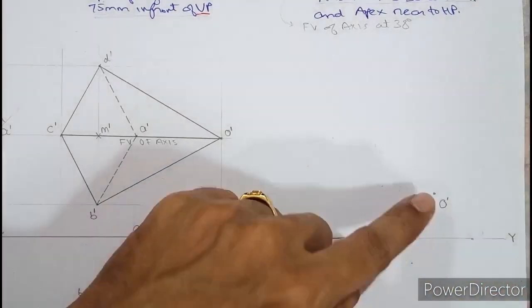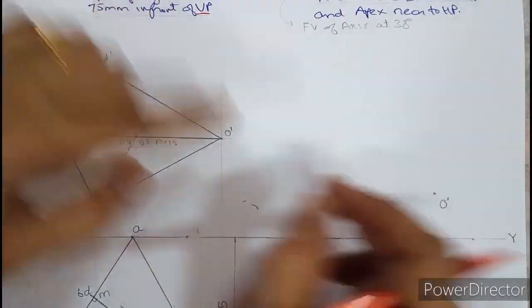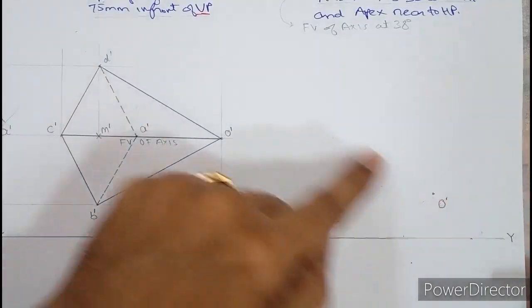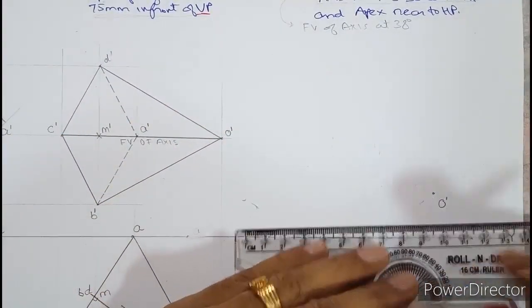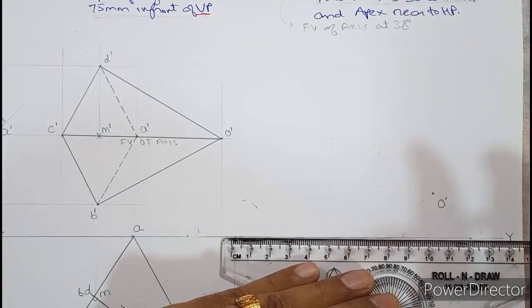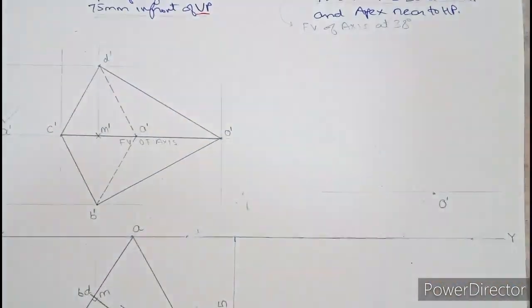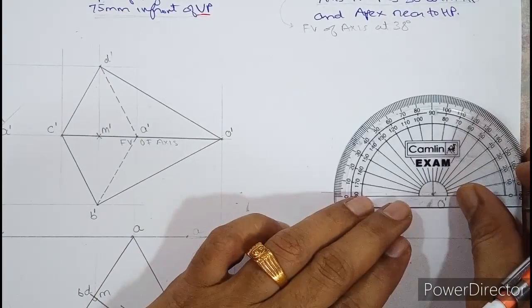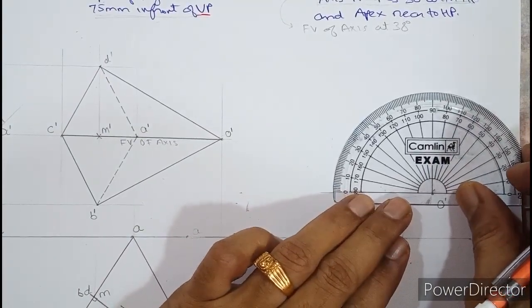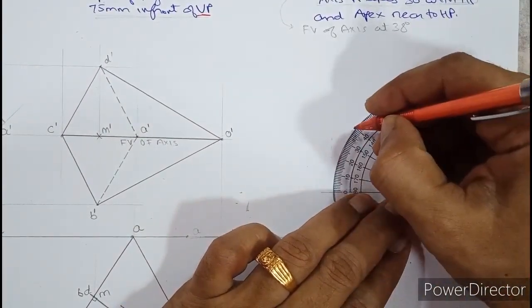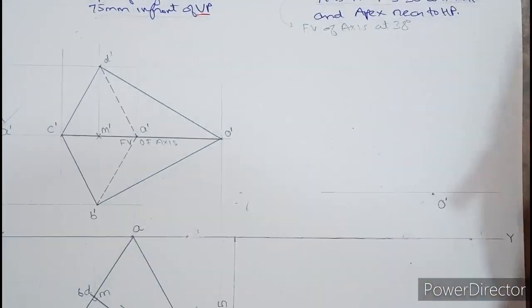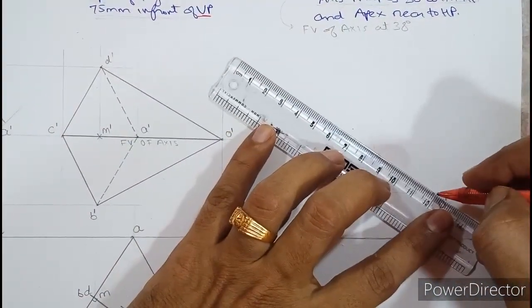From O dash, now see the tilting direction is towards the left side. So from O dash we need to draw a line at 38 degree and not 30 degree. The moment you draw 30 degree, a couple of marks will be deducted. So here let me keep the protractor here, and with the left side horizontal I will mark 38 degree. And we are going to draw a light line.